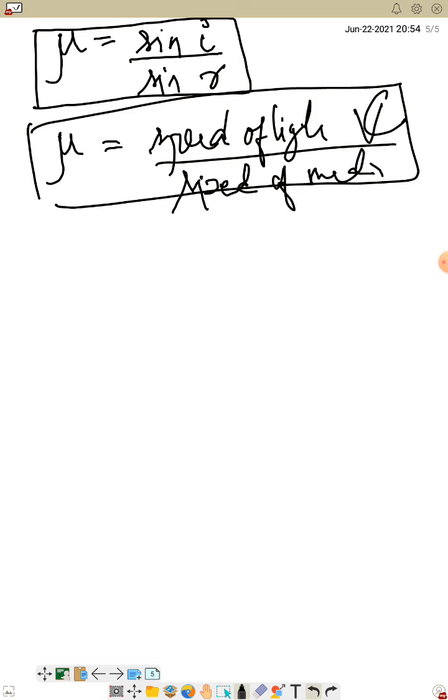For example, the refractive index of the second medium with respect to the first. This is how we write it. Please watch how I am writing it so that you will understand how to write the refractive index. I'll write mu, this is the refractive index. Here I'll write 2 in the subscript, and in the superscript I'll write 1. So this denotes that I'm talking about the refractive index of the second medium with respect to the first medium. Are you getting my point?